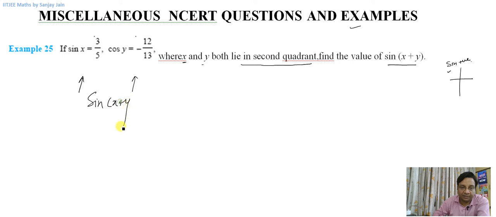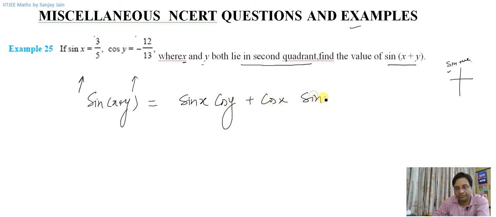Sin x plus y, we know the formula very well, sin x cos y plus cos x sin y. So I just need to place the values of sin x cos y in this, and then I need also the values of cos x and sin y. So I have got value of sin x as 3 by 5. So what will be value of cos x? Cos x will be equal to minus 4 by 5, right?